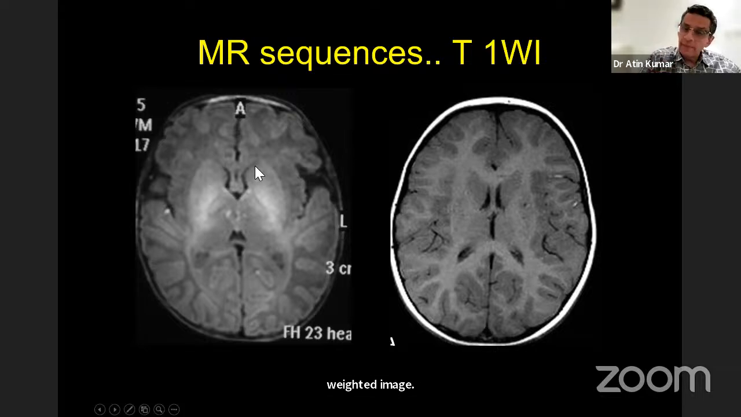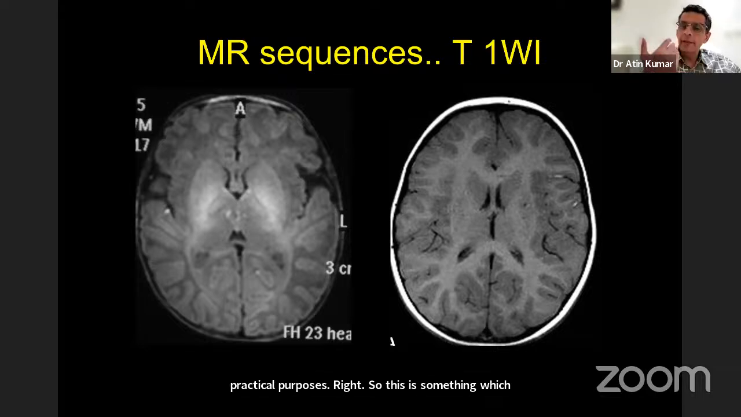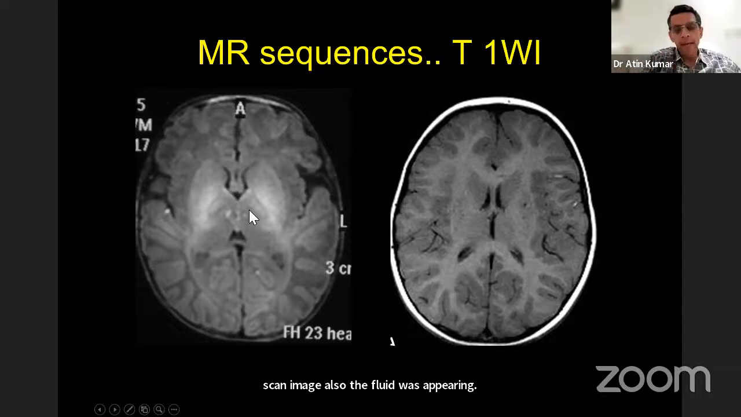This is the same as a CT scan image, because remember, on a CT scan image also the fluid was appearing hypodense. So a T1 weighted image mimics or parallels a CT scan image. Even the cortex appears bright and the white matter appears slightly dark, as you were seeing on a CT scan image. So the T1 weighted image in an unmyelinated white matter mimics a CT scan image.